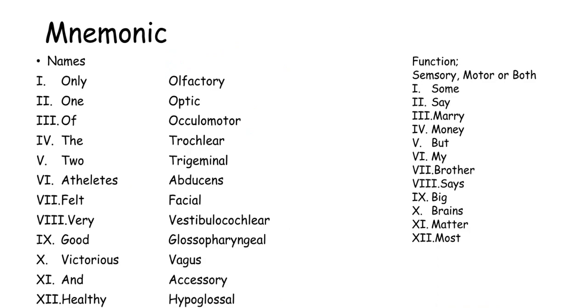Mnemonics, my favorite part. So mnemonics on the names and the function, whether it's sensory, motor, or both. Okay, that's what we're going to deal with here. So for the names, the mnemonic is: Only One Of The Two Athletes Felt Very Good, Victorious, and Healthy, or Happy. You can put healthy or happy at the end there, depending on how you want to remember it. So O for the olfactory, O for the optic, and then O for the oculomotor, T for trochlear and trigeminal, and then A for the athletes, which is the abducens, and facial, vestibulocochlear, glossopharyngeal, vagus, and the accessory nerve and the hypoglossal nerve at the end there.